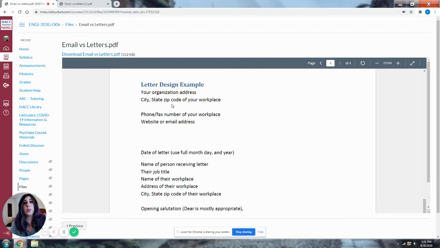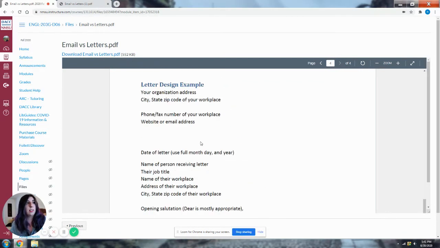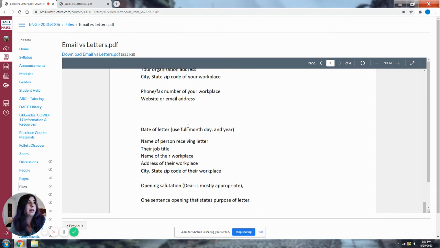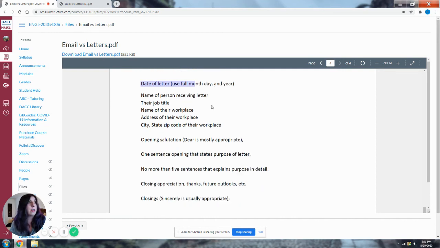If you notice there's a space here, so utilizing that design principle, white space goes here. And then the phone or fax number of your workplace is here. And if you have a website or just your email address is fine, and it goes here. Notice the spacing. It's there for a reason so that it doesn't all get clumped together and you break it away so it looks professional. It's a clean design. So there's more spacing here. And then the date of the letter, use the full month, day, and year instead of abbreviations.